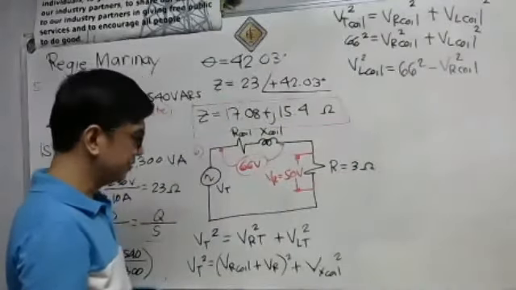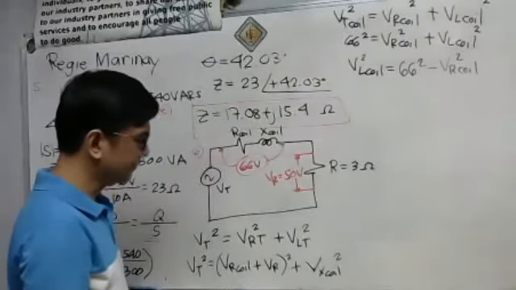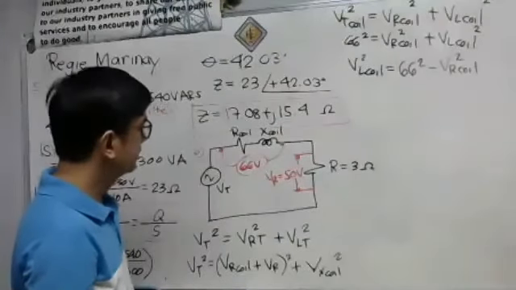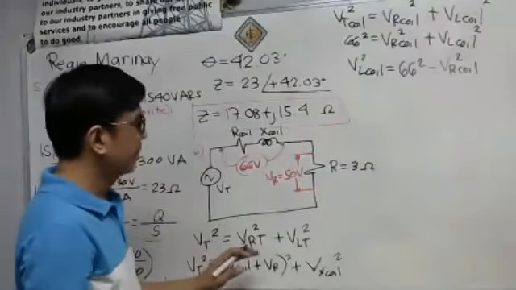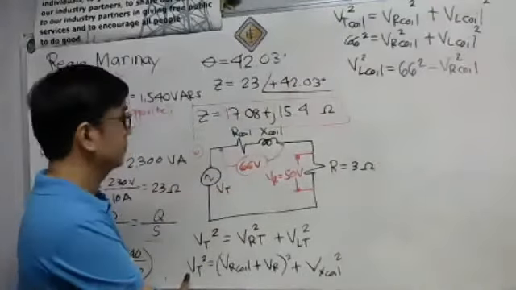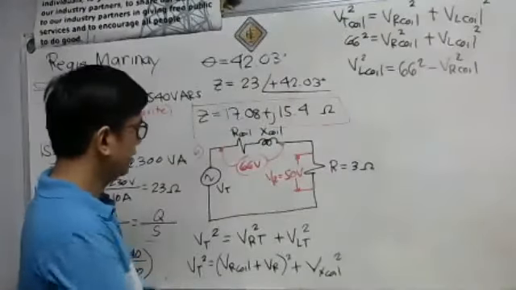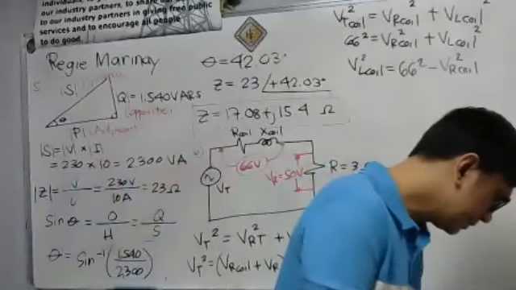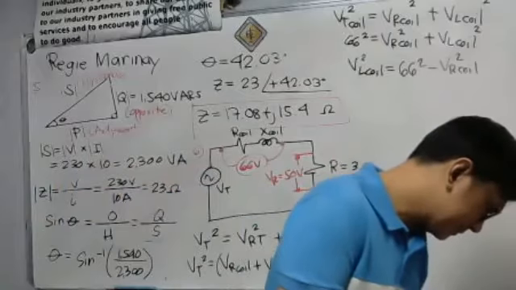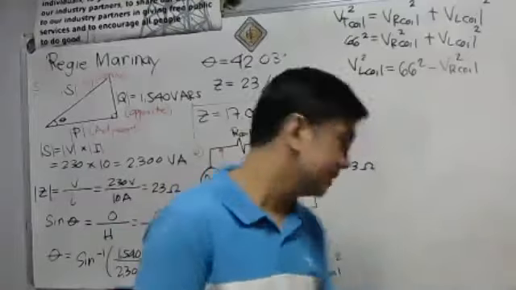So we are going to substitute this. This is the X of the coil. So we have here our V total. Let's double check. The V total, we're given the V total, right? Yes, that is 104.